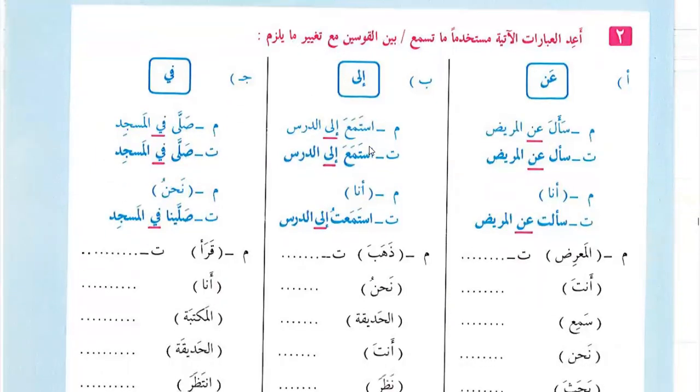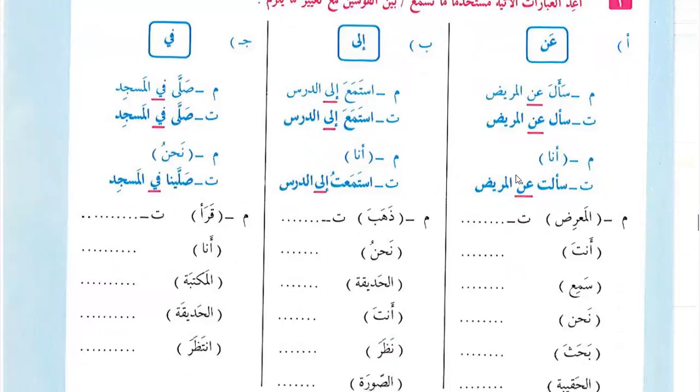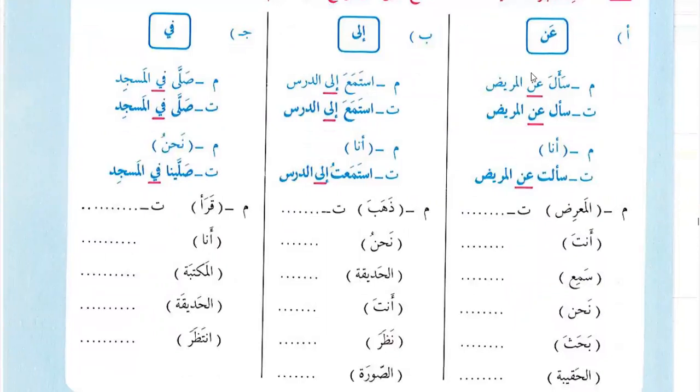So here you will add the harf jar "an" to this. You know that after the addition of a harf jar, the next ism becomes majrur. Sa'ala anil marid. He asked about the patient. Then the teacher gave the word ana. Sa'ala means he asked and ana means I. So here you need to make "I asked". For "I asked" it is sa'altu. Sa'altu anil marid. I asked about the patient.